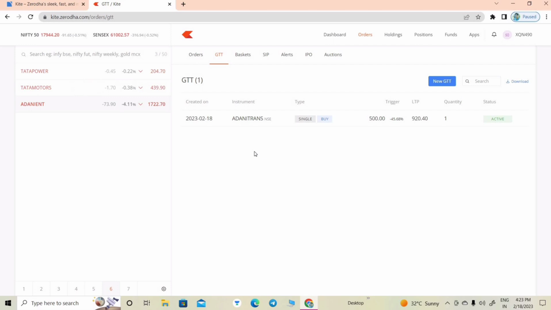These are all the things about the Zerodha Kite application, and how to buy and sell orders and other things are explained in this video.